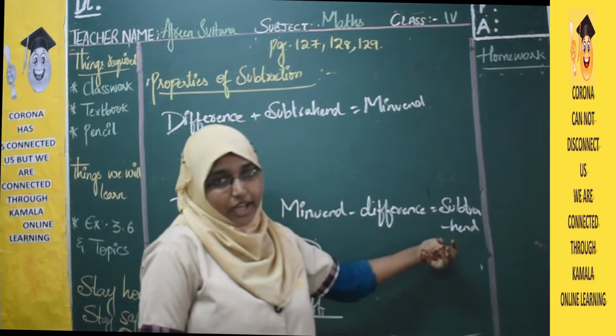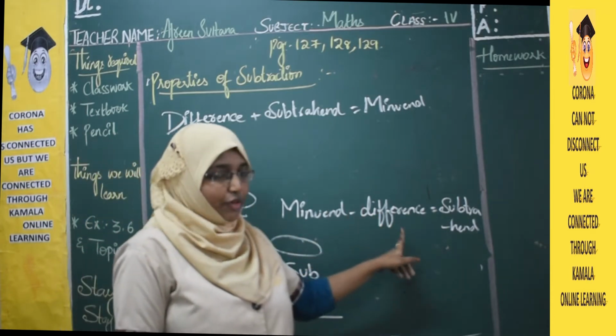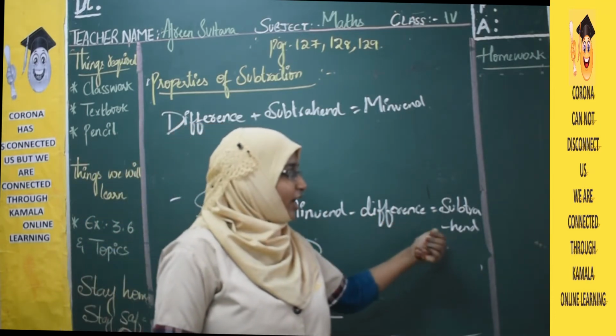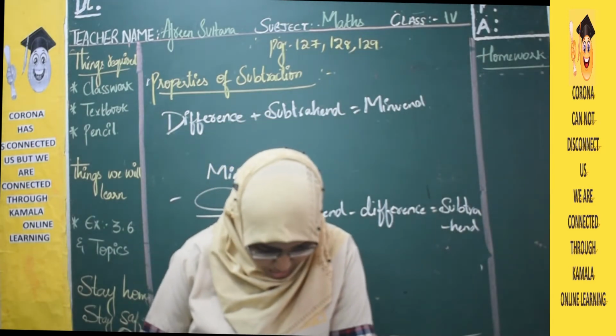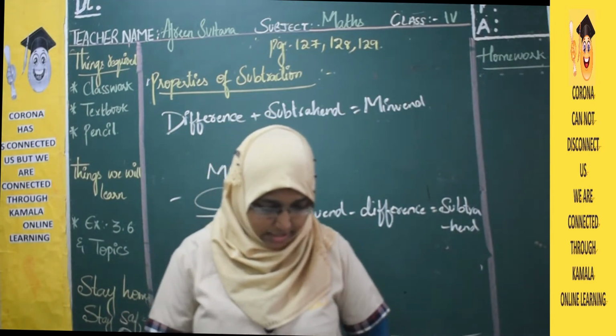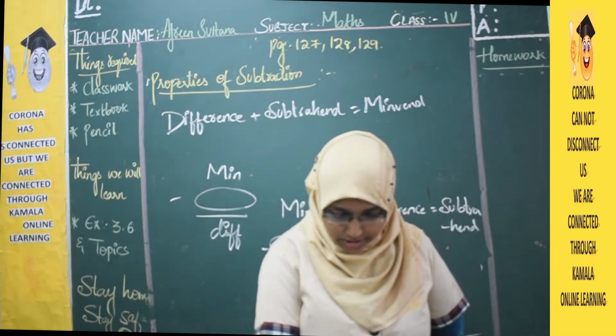In example 11, they have asked us to find the subtrahend. So how can we find it? We can subtract minuend minus difference. If we do minuend minus difference, we will get the answer, that is our subtrahend. So both example 10 and example 11 are based on this. I hope you will check it once.